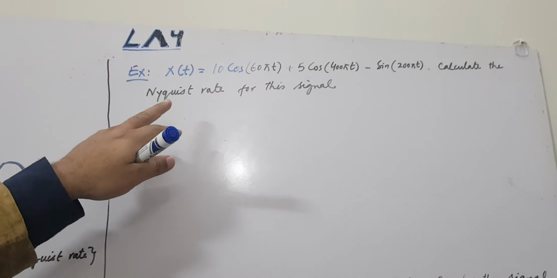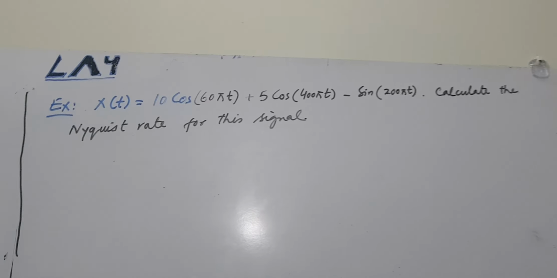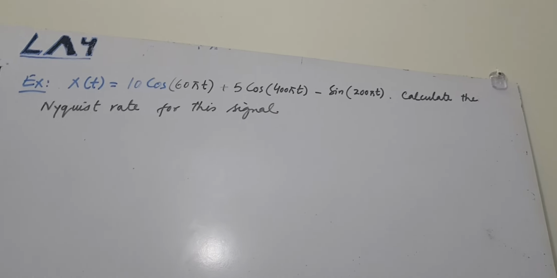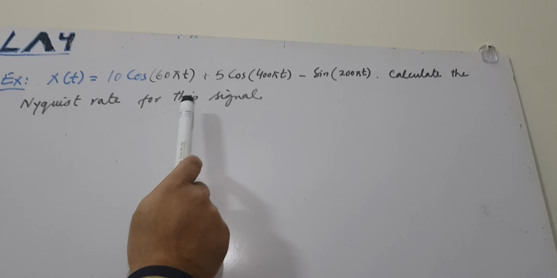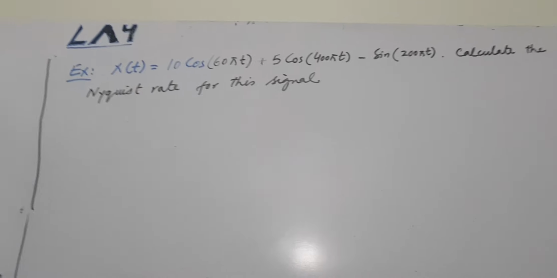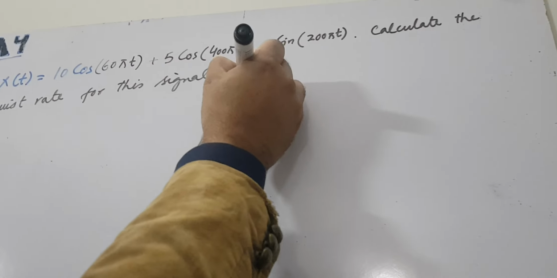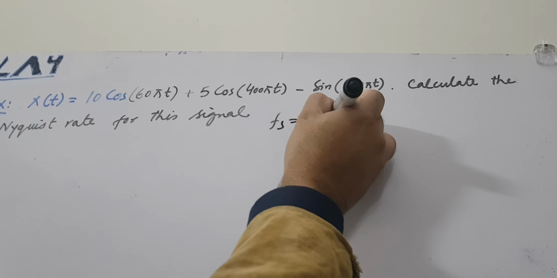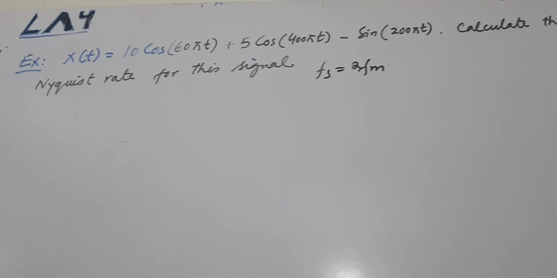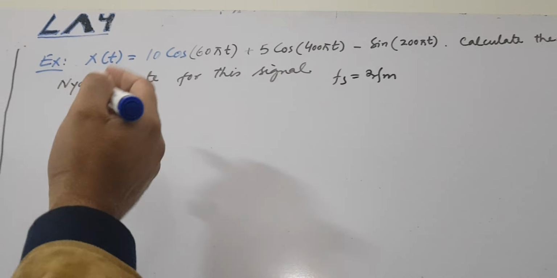So this is the signal 10 cos 60 pi t plus 5 cos 400 pi t minus sin 200 pi t, and you need to calculate the Nyquist rate for this signal. We know that the Nyquist rate is fs equal to twice the fm, but we need to know what is fm. So fm is the maximum frequency.